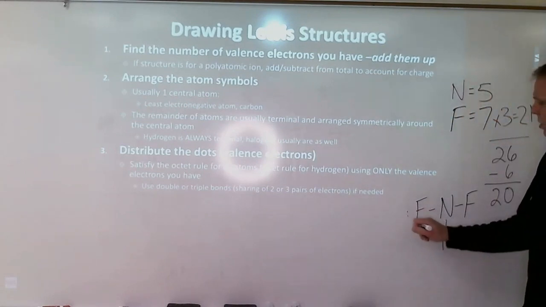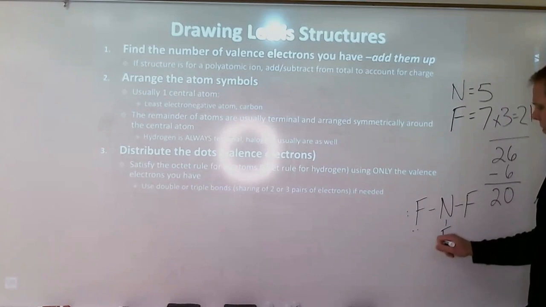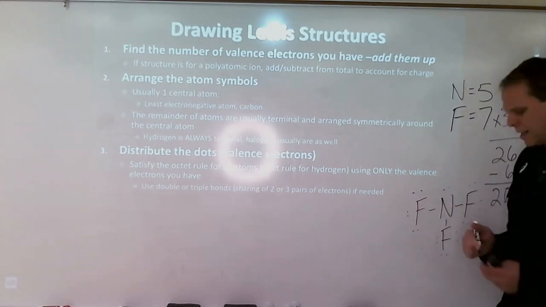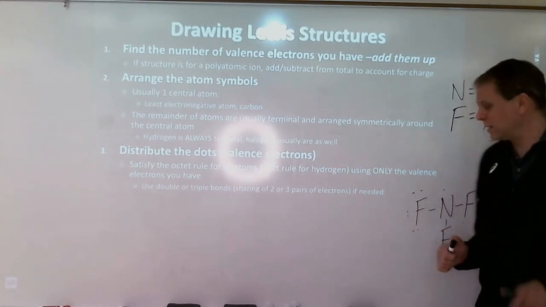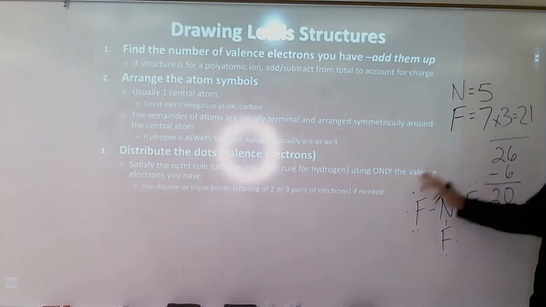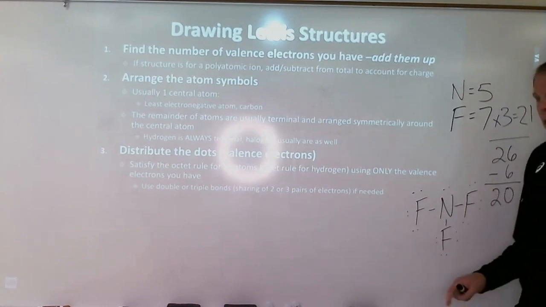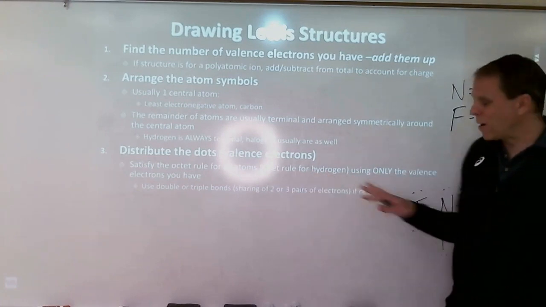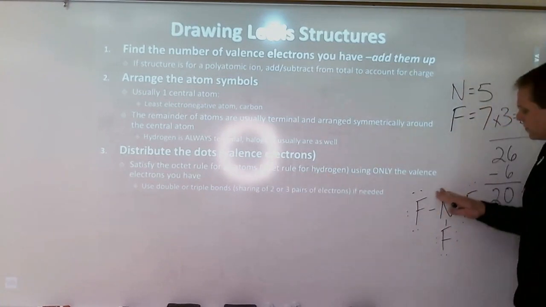And so then I start doing that. And I go 2, 4, and I start going around. 6, 8, 10, 12, 14, 16, 18, 20. Now, it happened to work out perfectly in this case that I just needed 20 more electrons, and that's my Lewis dot structure. However, there are times when you might end up running out.